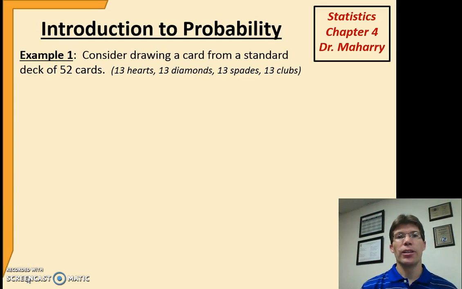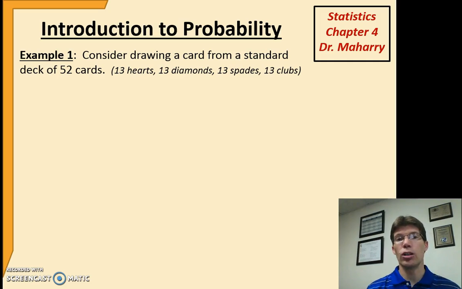In this video, we look at several examples with probability. So Chapter 4 in your statistics textbook looks at Introduction to Probability. So this is the study of determining the likelihood of various events occurring. So we'll start with a game where we draw a card from a standard deck of 52 cards.